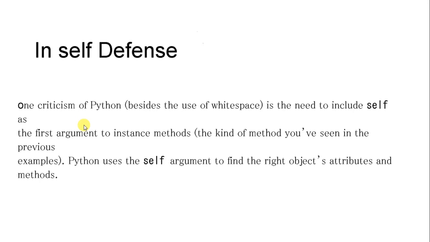In self-defense, one criticism of Python is the need to include self as the first argument to instance methods. Python uses the self argument to find the right object attributes and methods. As an example, I will show how you would call an object method and what Python actually does behind the scenes.